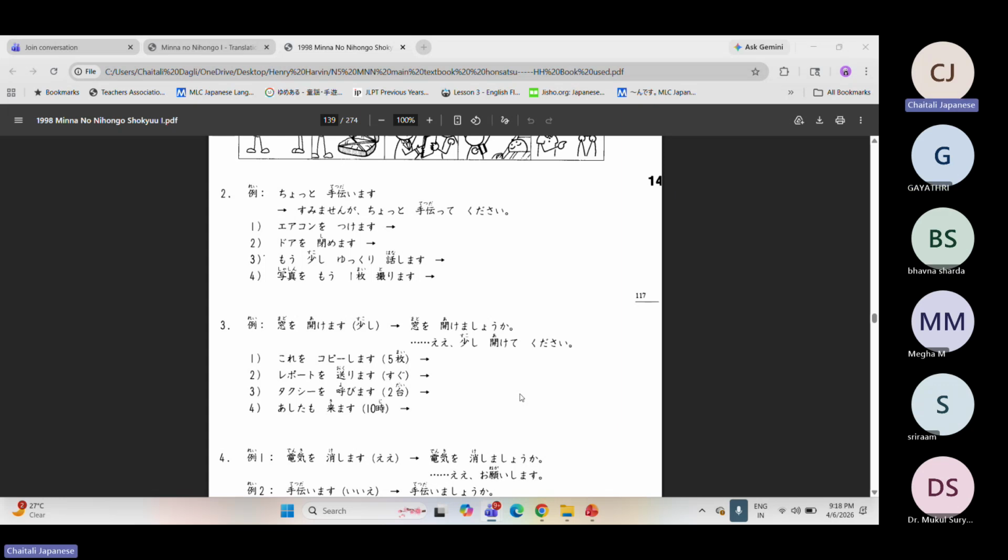Ashita mo kimasu juji. So tomorrow also you will come. So ashita mo kimashoka. Will you come tomorrow? Or will I come tomorrow? Whoever you are addressing the question to, their answer will be juji ni kitte. Kimasu is third group, kitte kudasai. Got it, everybody? Everyone has understood.